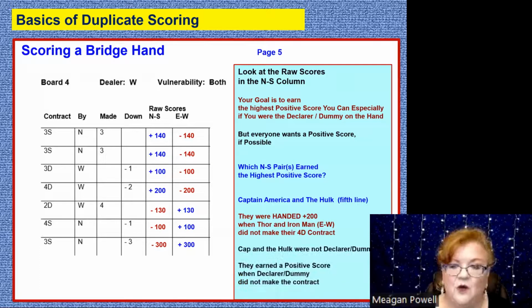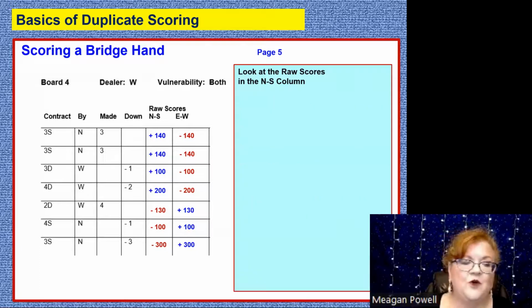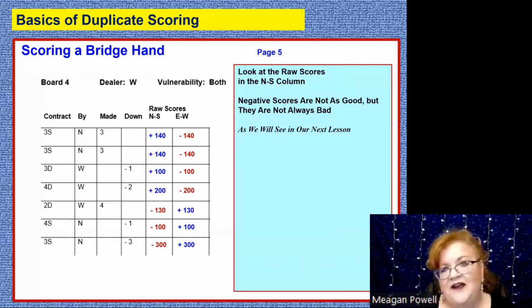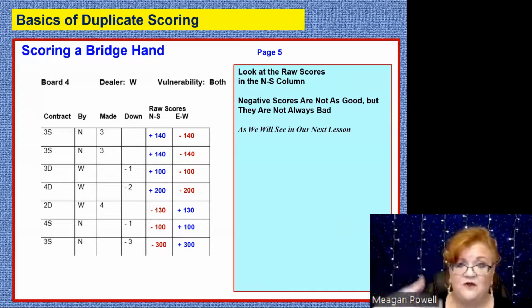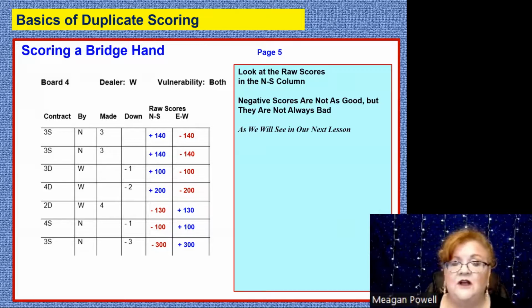Okay. Again, I want you to look at the north-south column. Negative scores are not always bad. And when you get the handout from me late tonight, you're going to have a couple more hands to do without me. And you'll see in some of those examples, because you get a narrative with the answers as well, that negative scores are not always bad. And in next week's lesson, you're going to see it even more clearly.